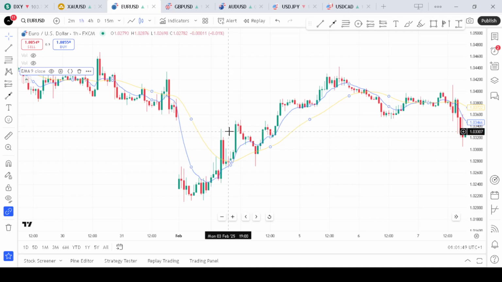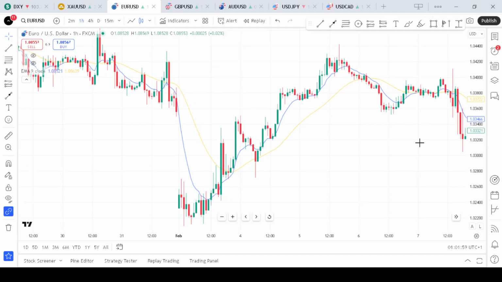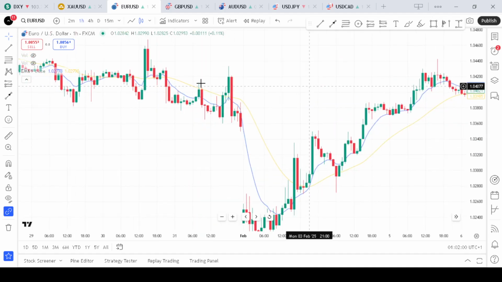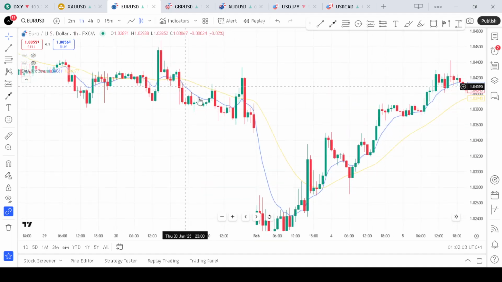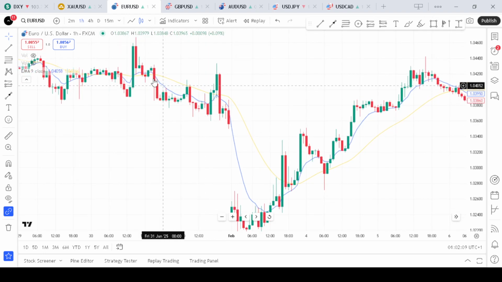Now for your bearish trend, you have to see your 9 EMA cross below the 21 EMA, and as we can see in this area, the blue line crossed below the yellow line, signifying a bearish trend, when your 9-period moving average crosses below your 21 moving average.